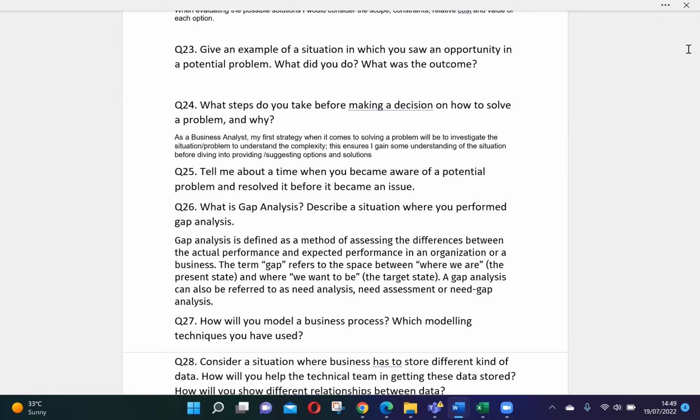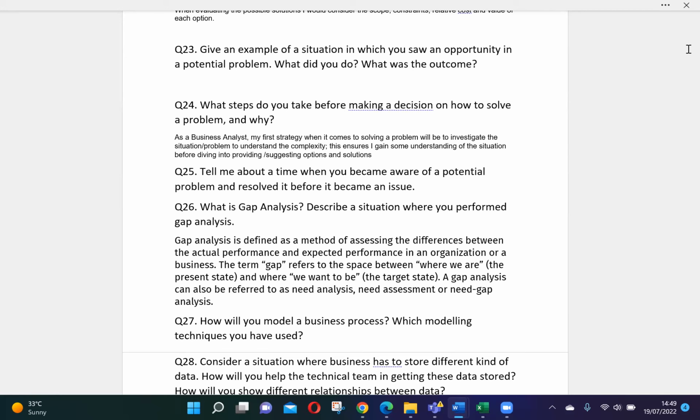What steps do you take before making a decision on how to resolve a problem and why? As a business analyst, my first strategy when it comes to solving a problem is to investigate the situation or problem to understand the complexity. This ensures that I gain some understanding of the situation before diving into providing suggestive options and solutions.